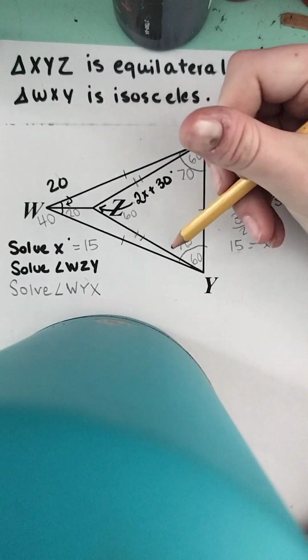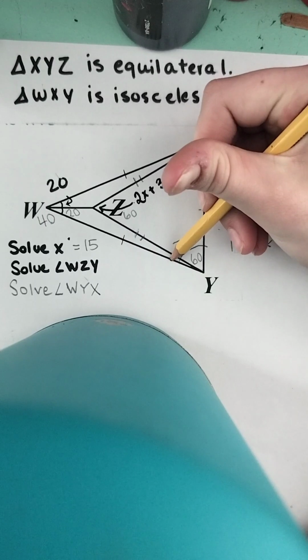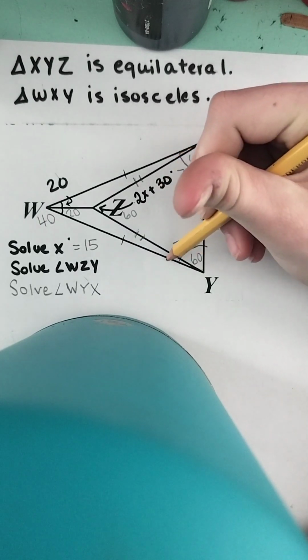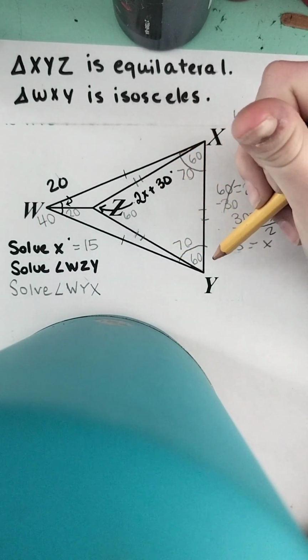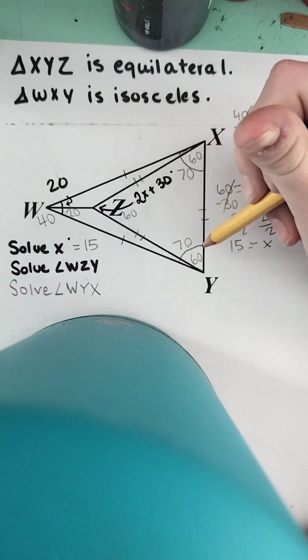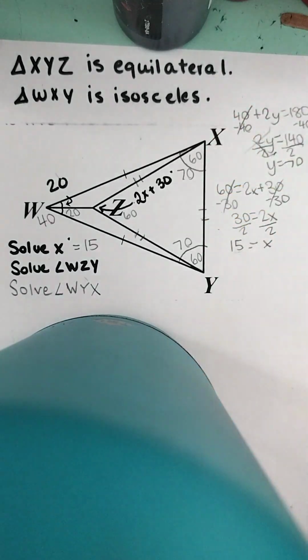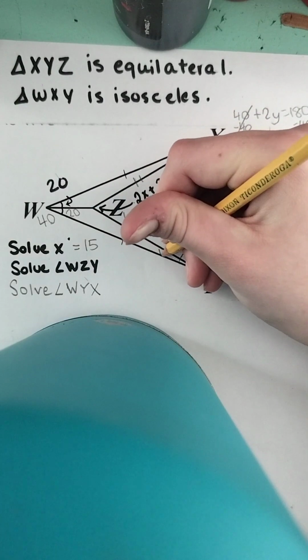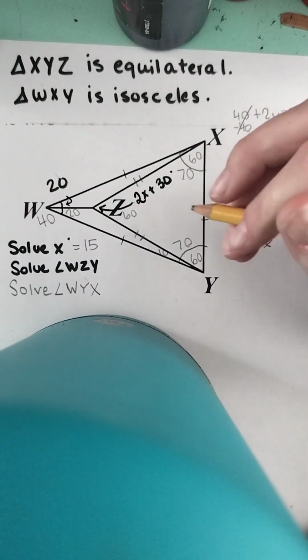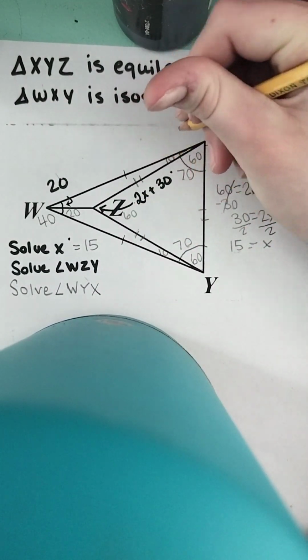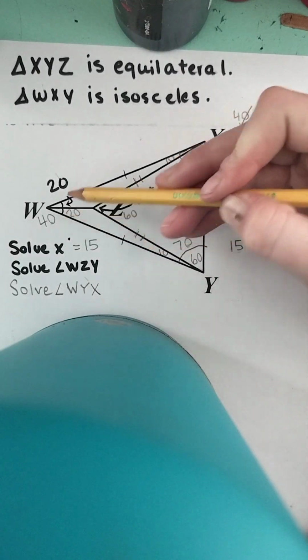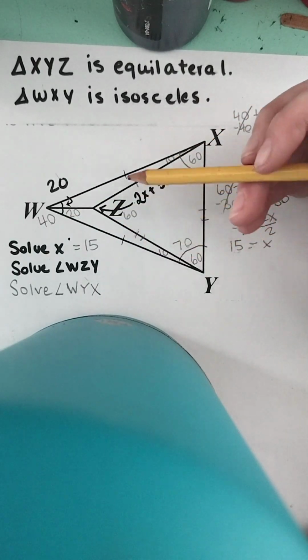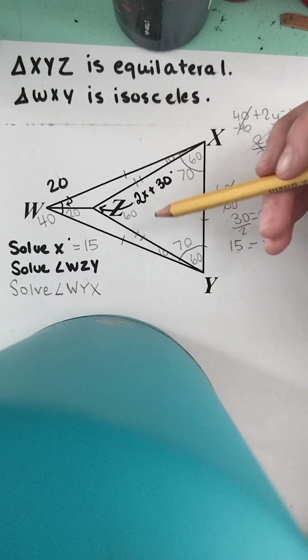Now, if we want to solve for this angle here, we know that this whole thing is 70, and we know this part of it is 60. 70 minus 60 is 10. So now we have two angles of this triangle WZY.